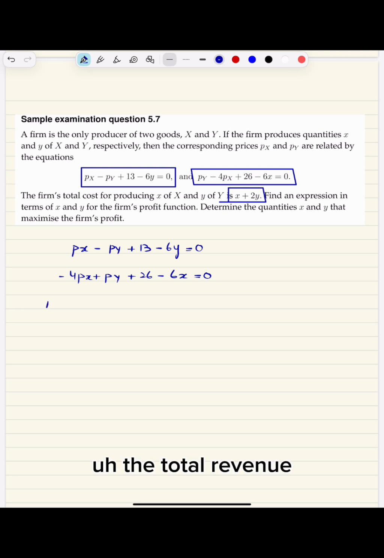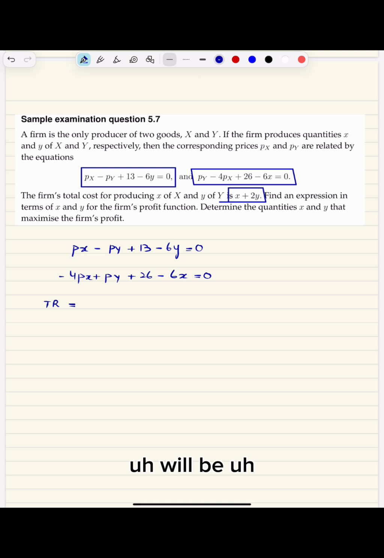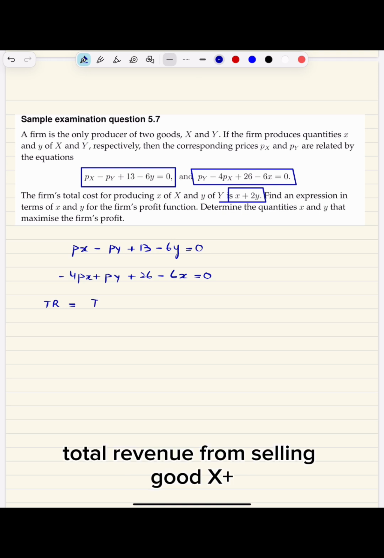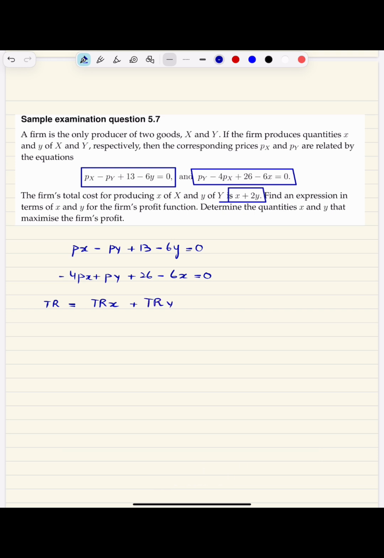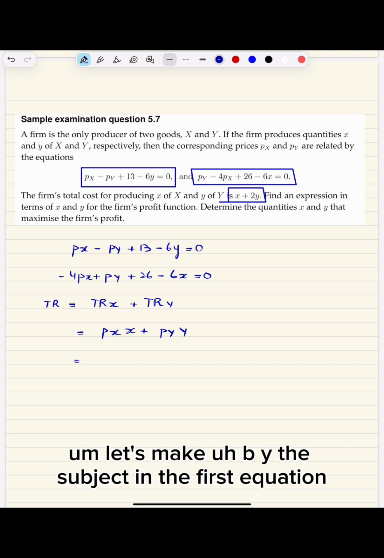So the total revenue, this is a tricky question actually, will be total revenue from selling good X plus total revenue from selling good Y. And this is going to be px into x plus py into y. So let's make py the subject in the first equation.